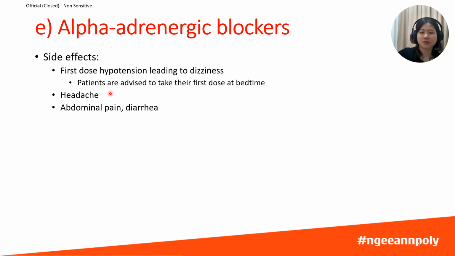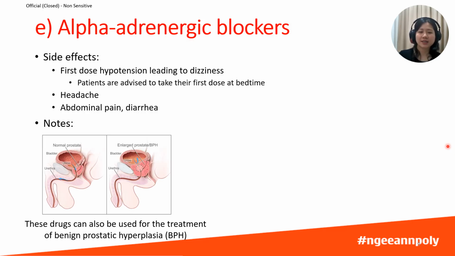Alpha-adrenergic blockers may also cause headache, abdominal pain, and diarrhea. Some notes about this drug class. This drug class is actually more commonly used for the treatment of benign prostatic hyperplasia or BPH. BPH is a condition where the prostate gland enlarges and causes difficulty urinating. This happens mostly in older men.